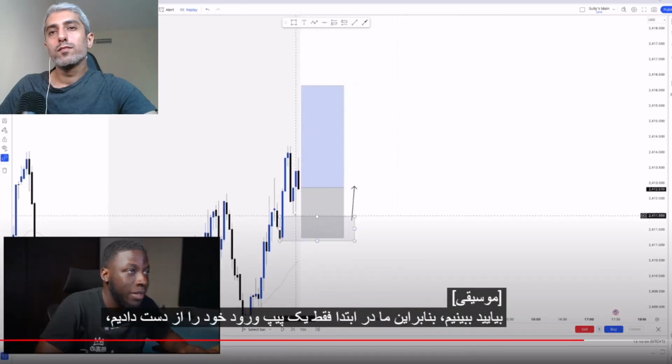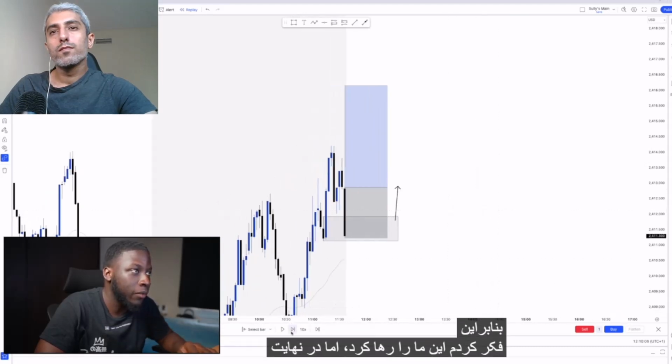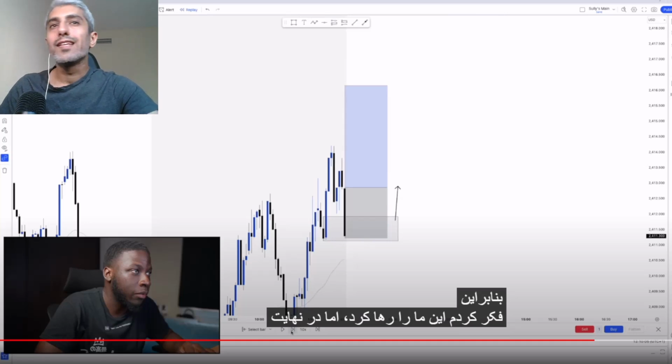let's see, so we missed our entry initially by literally just 1 pip, so I thought this left us, but eventually this is the 3 minute time frame.